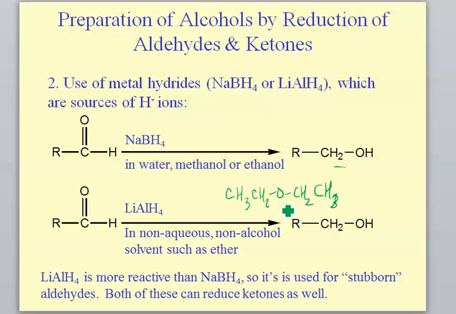In any case, the net result for both of these reactions is the same product. You make the corresponding alcohol. And if you're starting with an aldehyde, it will make a primary alcohol. If you're starting with a ketone, you'll make a secondary alcohol.